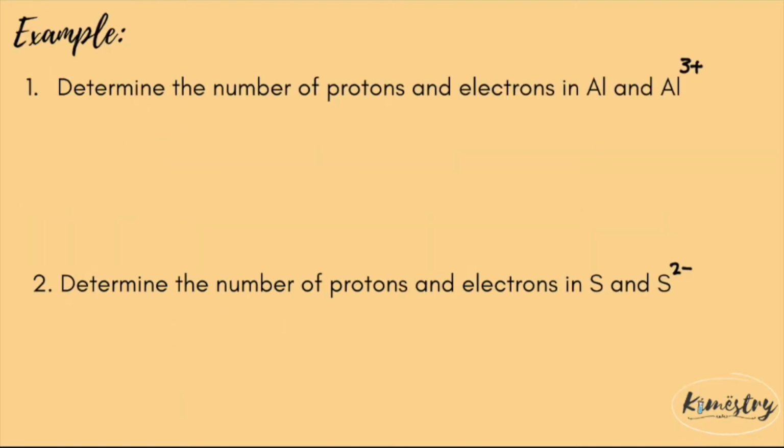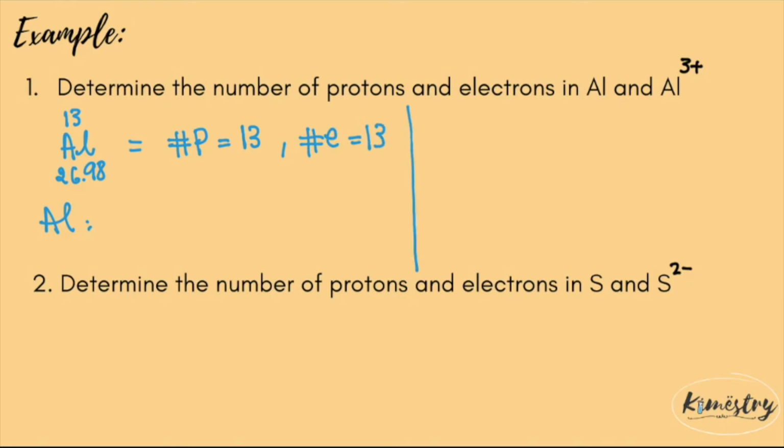Determine the number of protons and electrons in aluminum and aluminum ion. If you look at the periodic table, you would see that aluminum is written as Al, 13, and 26.98, and then they give you the name. From this, we know the number of protons is equal to 13, and since this is neutral, the number of electrons is going to be equal to the number of protons. So the number of electrons is also 13.